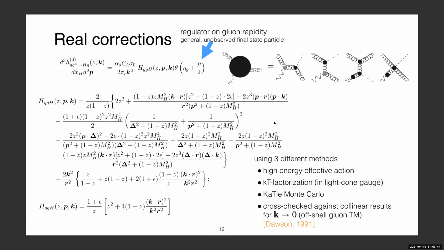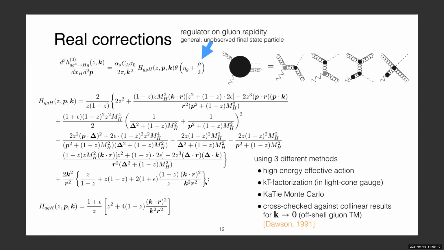We calculate these corrections using 3 different methods. One was directly from the high energy effective action. The other one used a kT factorization approach in light cone gauge, and finally we also used, as a cross-check, the kT Monte Carlo. So in all 3 cases the results agree, and we also cross-checked them against the Green results, which were calculated by Dawson in 1999. So I think the results are probably correct.